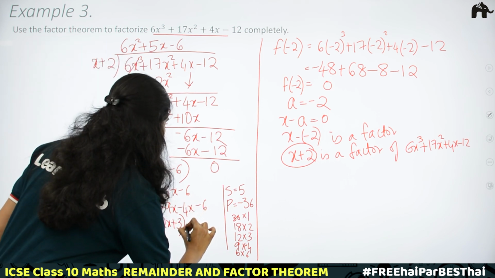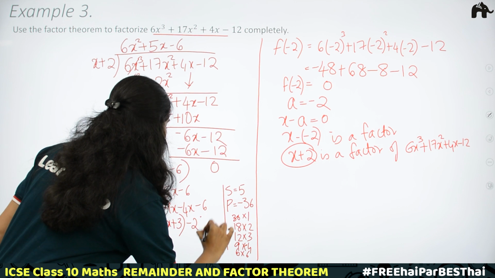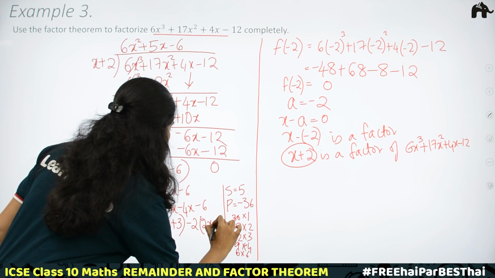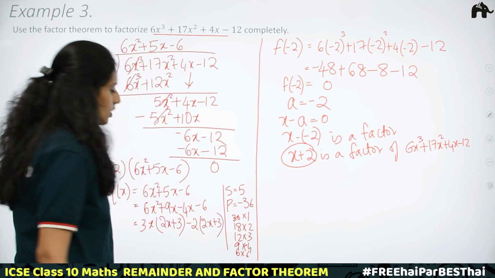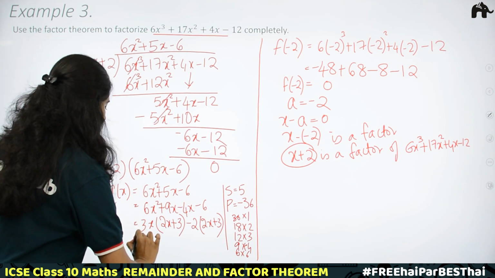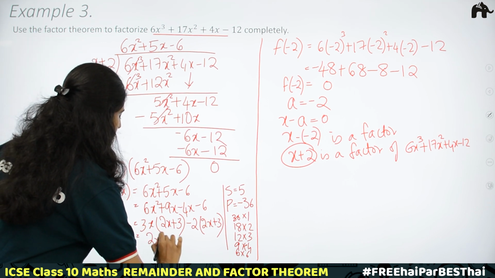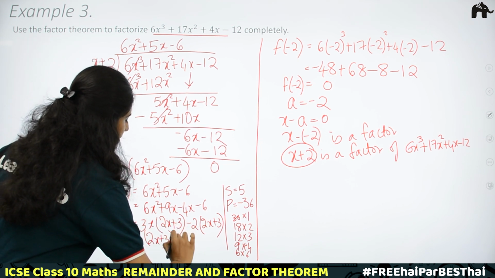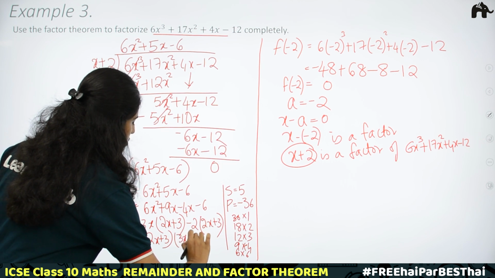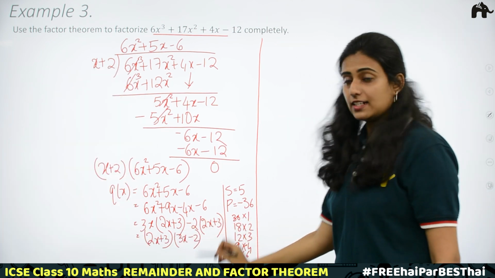2 can be taken out and we have a negative here. Minus 2 into 2x plus 3. Okay. Then what are the factors? 2x plus 3 is common. Then the remaining we have 3x minus 2. Therefore, we got two factors.